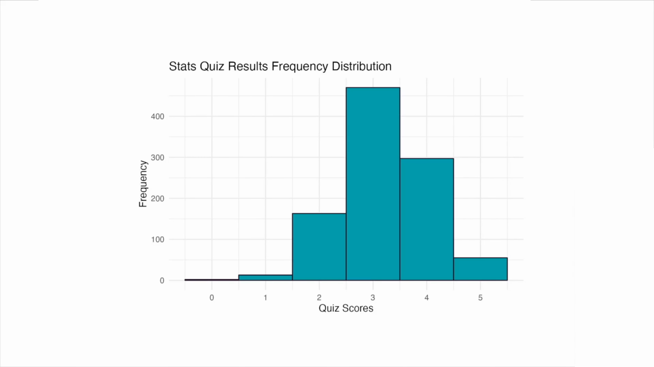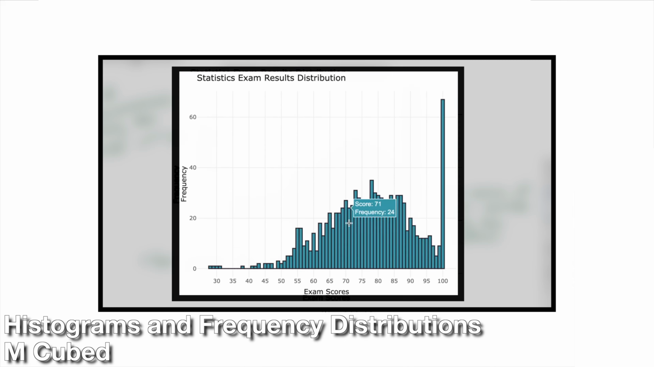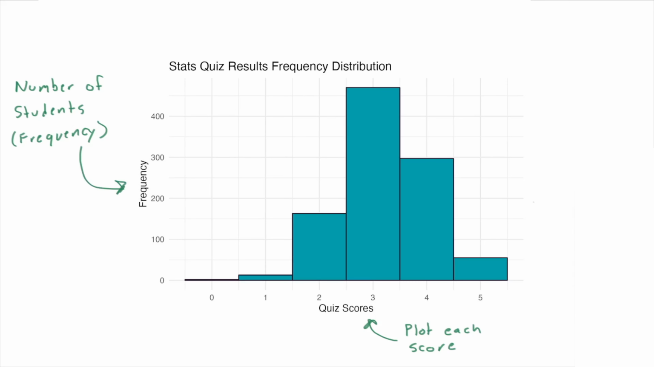One of the first ways you might use some statistical tools to help understand these quiz results would be to make a frequency distribution chart. Now, we have a whole video on frequency distributions, but essentially this just means that we'll plot each score along the x-axis and the number of students with that score, in other words, the frequency, along the y-axis. That might look something like this.